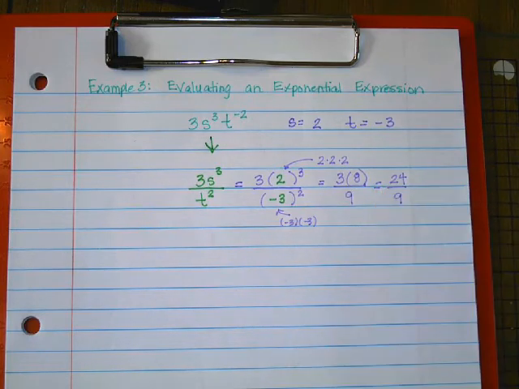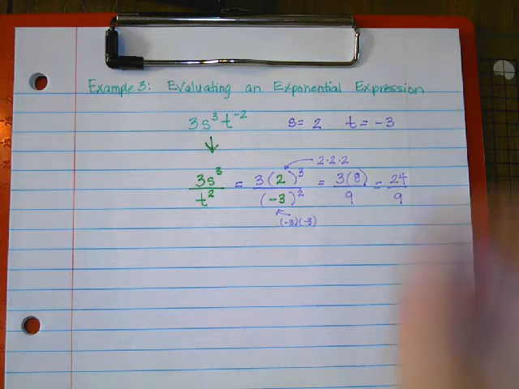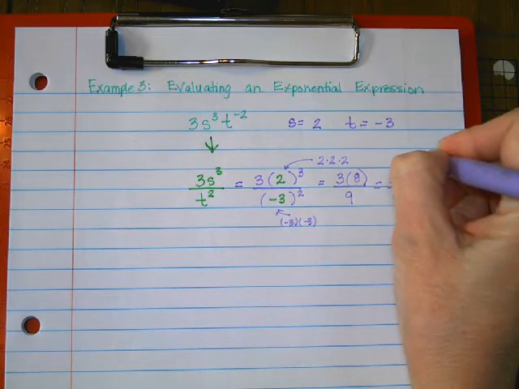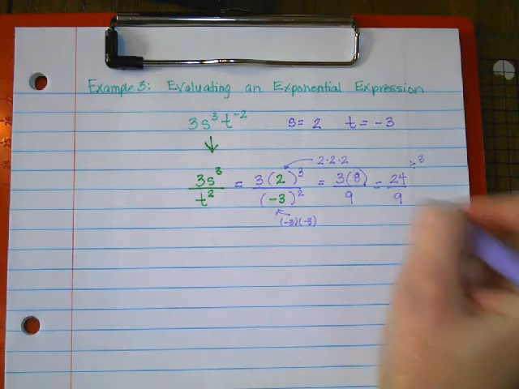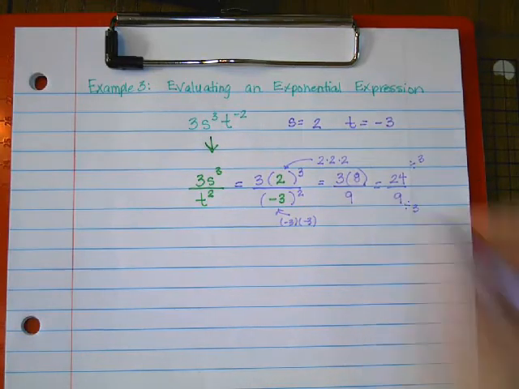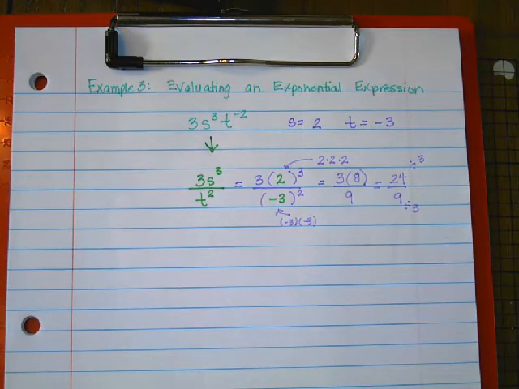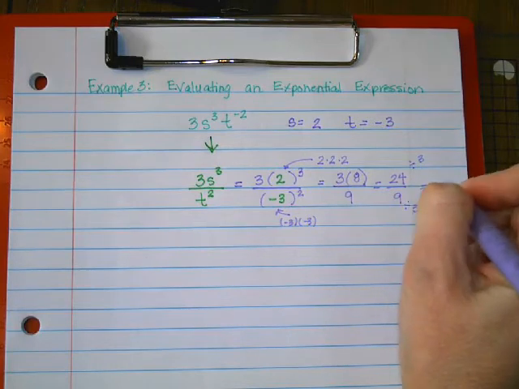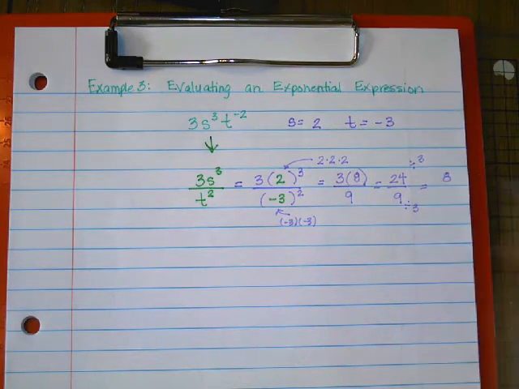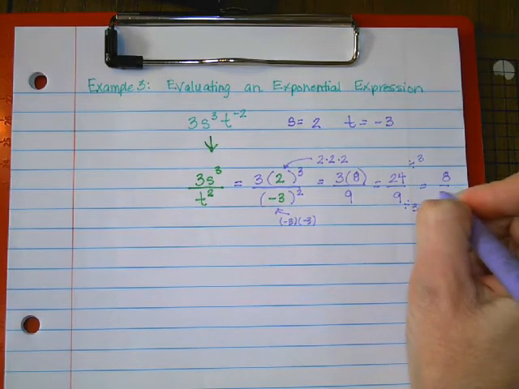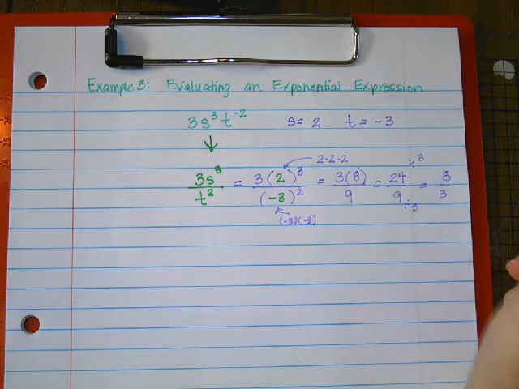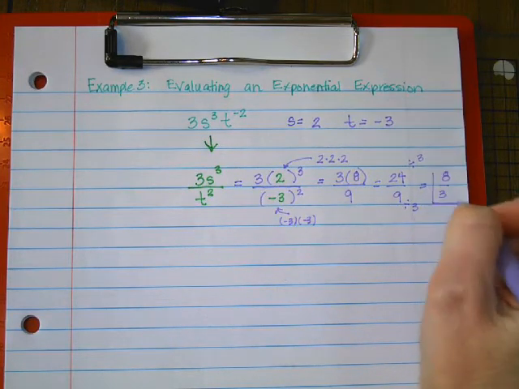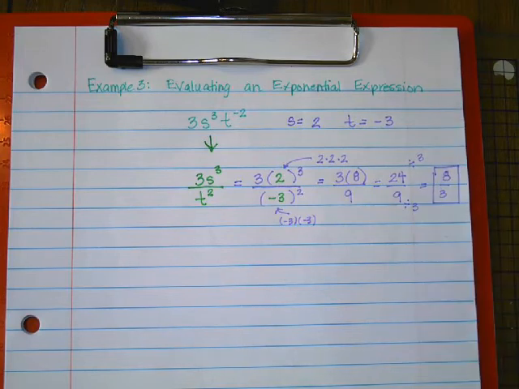Then we have to ask ourselves, can we reduce this fraction? And we can, because 24 is divisible by 3 and 9 is divisible by 3. So we're going to go ahead and divide both of those numbers by 3. So 24 divided by 3 is 8 and 9 divided by 3 is 3. Now we cannot reduce this any lower, so then my final answer becomes 8 over 3.